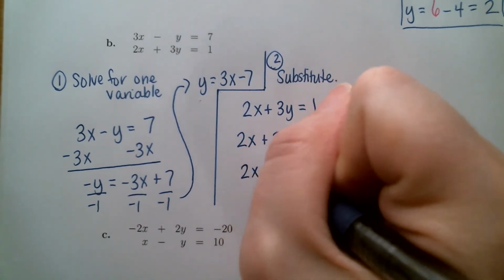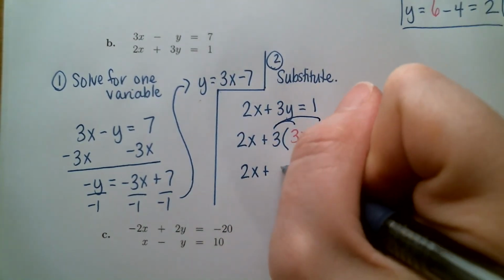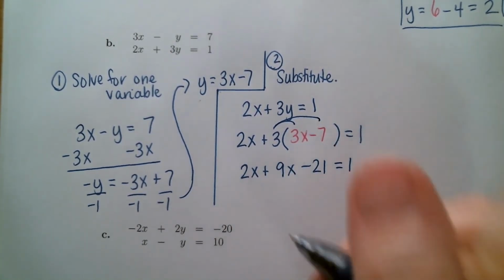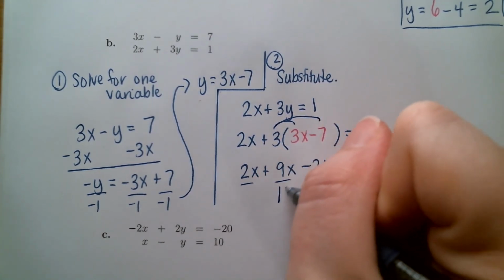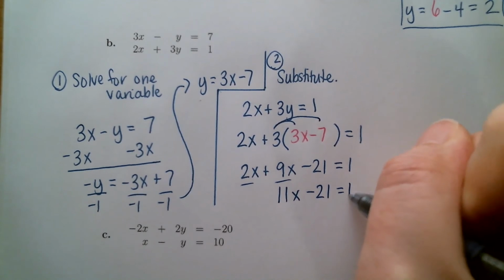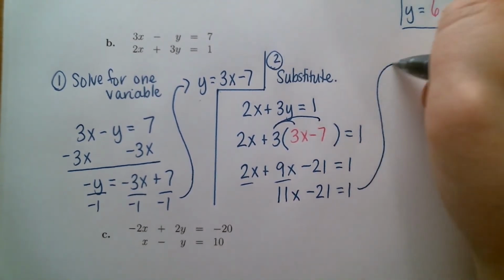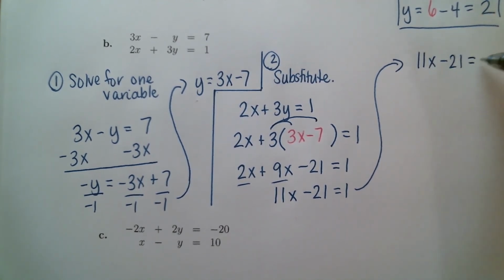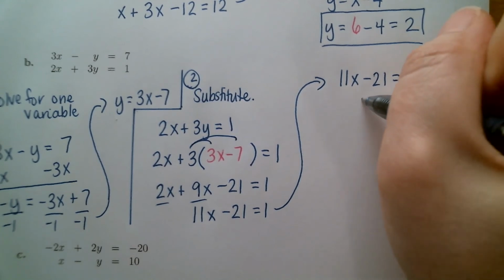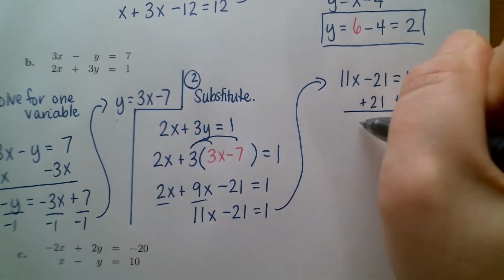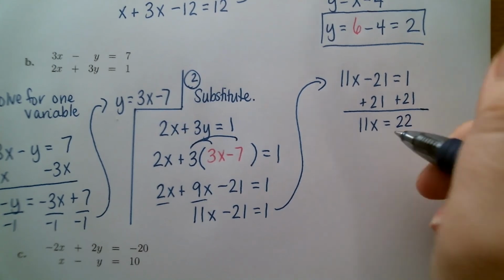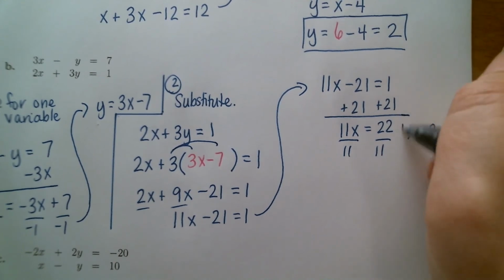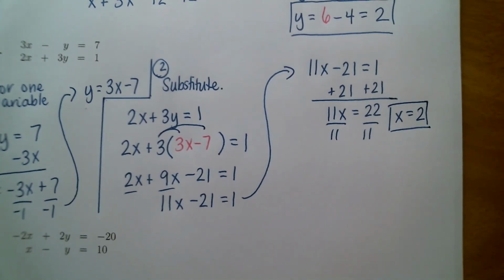So we're going to get 2x plus, don't forget to distribute, plus 9x minus 21 is equal to 1. Combine like terms. We're going to get 11x minus 21 is equal to 1. I'll go ahead and add 21 to both sides, so we'll get 11x equals 22. Divide both sides by 11, and you get that x is 2. So that's it for x.